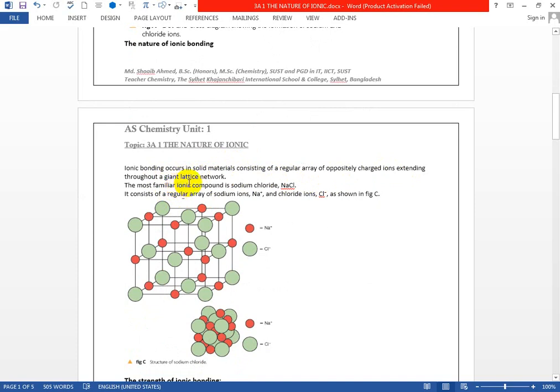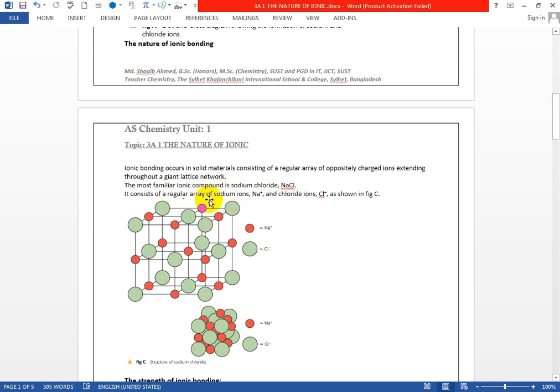It is a giant lattice network, so a lot of bonds are formed, and it requires a high amount of energy. So compounds containing ionic bonding have a high melting point and high boiling point. The most familiar ionic compound is sodium chloride. This is table salt.